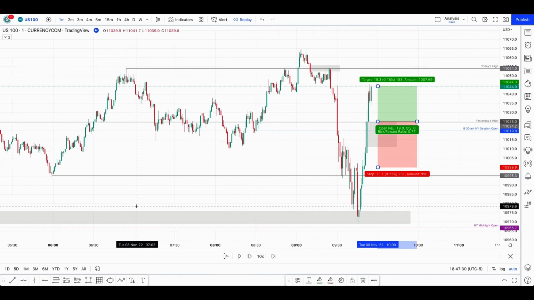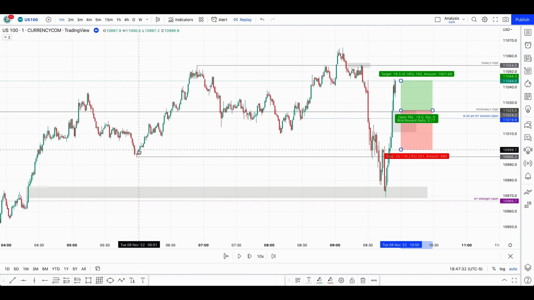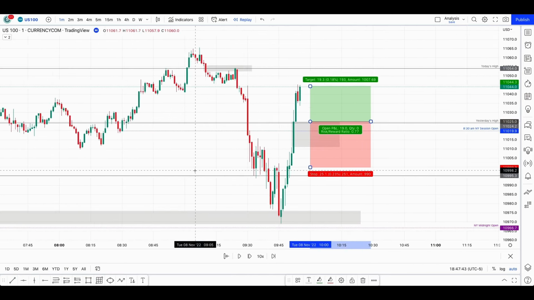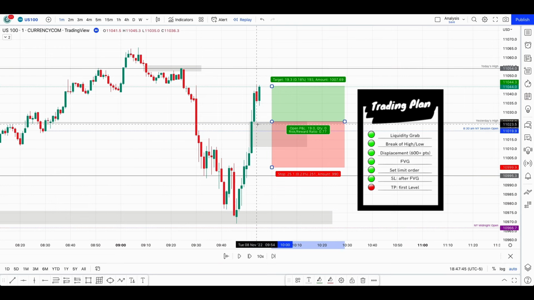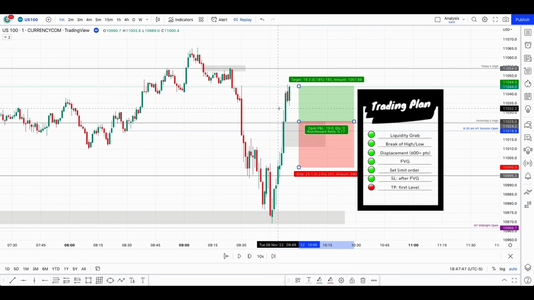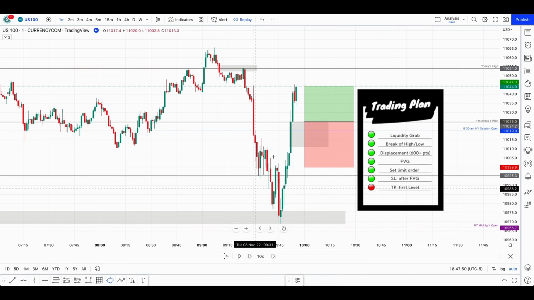So let's recap. We had the taking out of the liquidity that was residing below this level. People bought here, maybe put their stop losses. So we came back to this level, also went and filled this fair value gap. Then we had this huge displacement, leaving this fair value gap right there, and taking out this high.